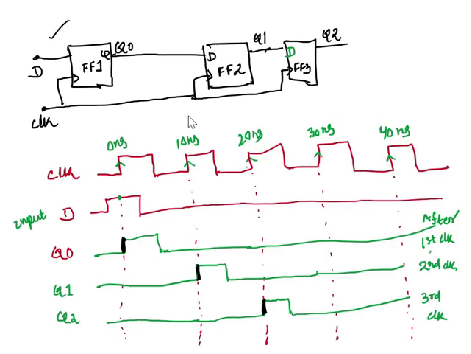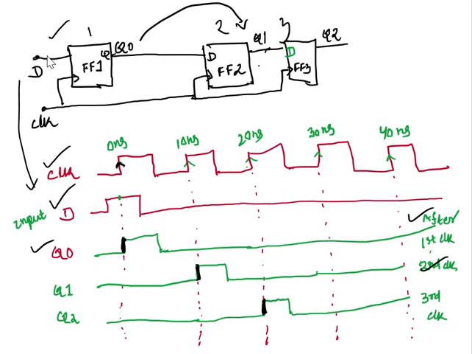This is a simple register circuit which contains three flip-flops. This is my clock signal and this is some random input D, okay? As per the behavior of a register circuit, once this clock edge comes, we get our Q0 after the first clock. Then after the second clock, this Q0 we get at the output of the second flip-flop. So Q1 we get, and after the third clock we get this one here. That means this is Q2.